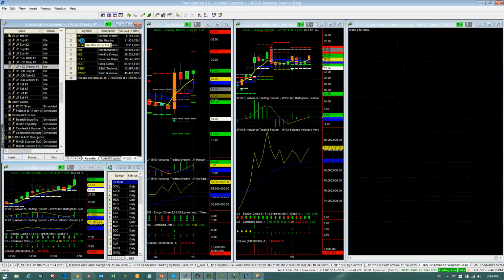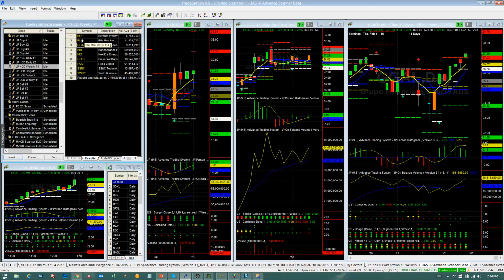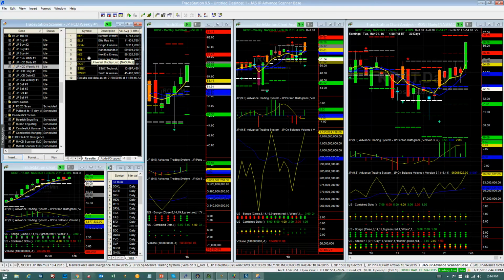LE looks pretty good. GGAL, I think this is a Spanish bank or Brazilian bank or something. High close doji. It's in a daily buy and a weekly buy. Thought that looked okay. I did like Ross Stores. Now I passed on it because I'd rather buy something that's moving up off the bottom. This one's already had a nice little run, but Ross Stores also had a high close doji PPS buy signal on weekly and daily. Also looks interesting.